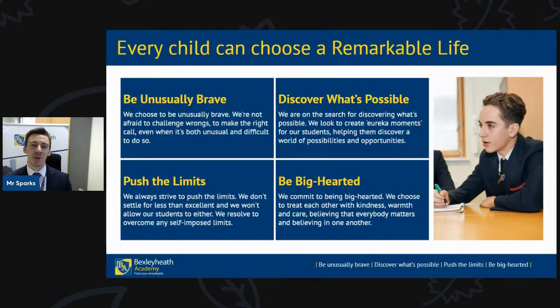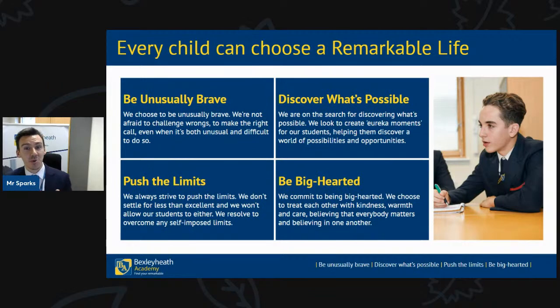And what we mean by each of those things is, when we talk about being unusually brave, we try and push our students to not be afraid to challenge things that are wrong, and not be afraid to push themselves outside of their comfort zone and to make the right decision, even if that right decision isn't always the easy one. And we encourage our students to do that.